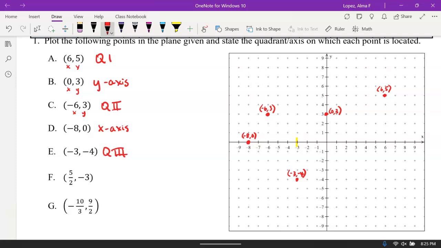Okay, 5/2. How do you find that? You do long division. 2 divided into 5 is actually 2.5. Now, how do you find 2.5 on this? Well, 2.5 is halfway between 2 and 3, isn't it? So I'm going to go to 2.5. So here it is. And then down 3. 1, 2, 3. This is the point 5/2, -3. What quadrant is that in? The fourth is correct.